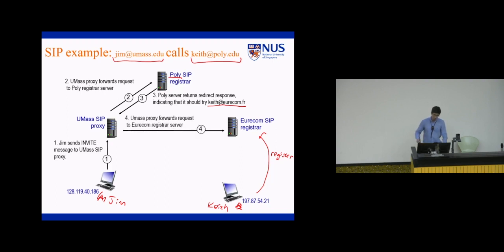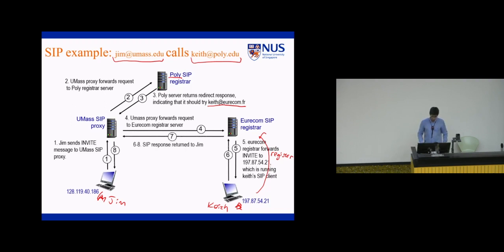And then this UMass proxy will forward that request to the Eurocom registrar server. The Eurocom registrar will forward that invite to Keith. And then the SIP response is returned to Jim using the same route. So this is very similar to how DNS works, how we use DNS to resolve IP addresses. But here we are resolving the IP addresses of SIP clients. And we have SIP proxies analogous to local DNSs and SIP registrars analogous to authoritative DNS servers.